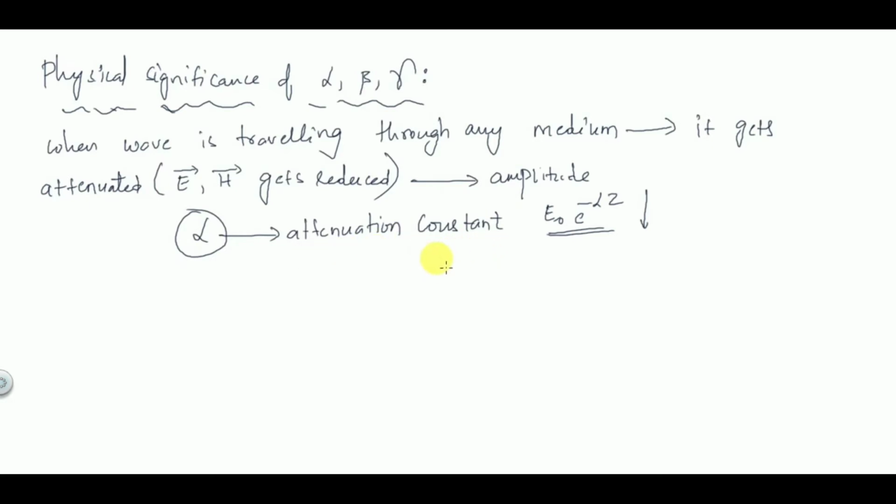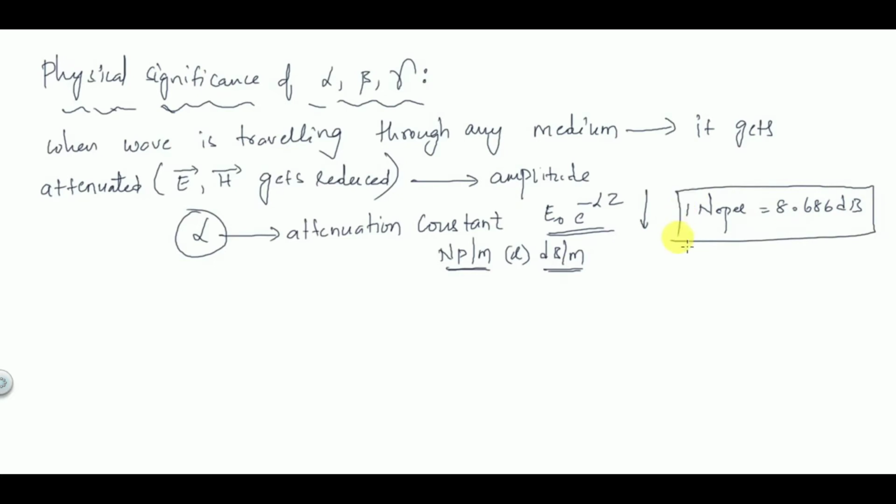Its units are Nepers per meter or dB per meter. 1 Neper is equal to 8.686 dB.